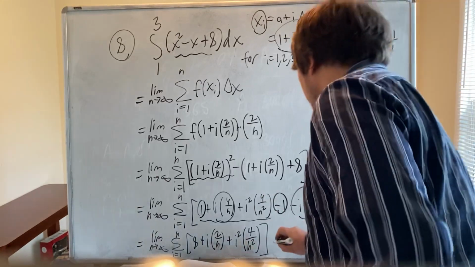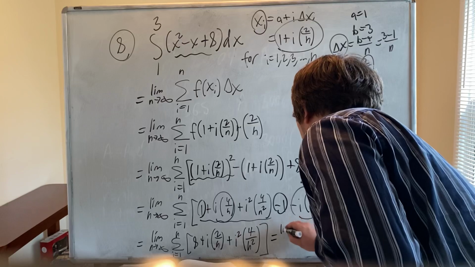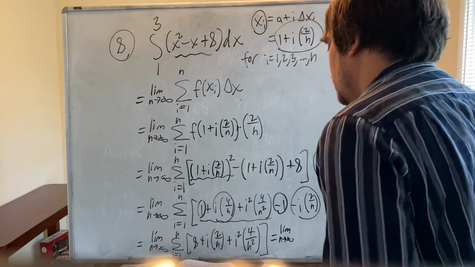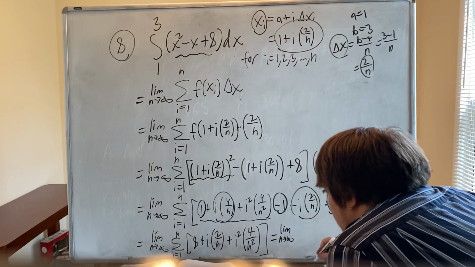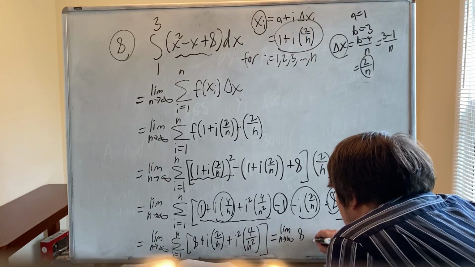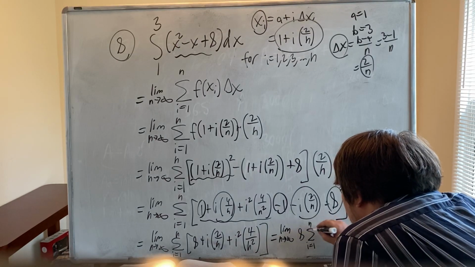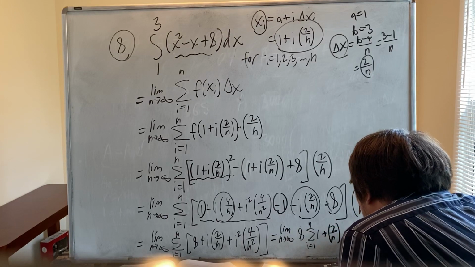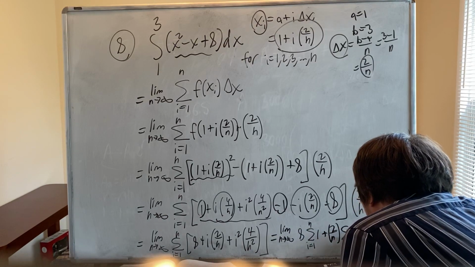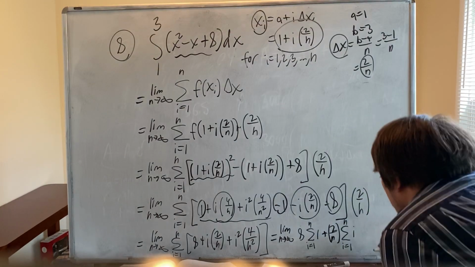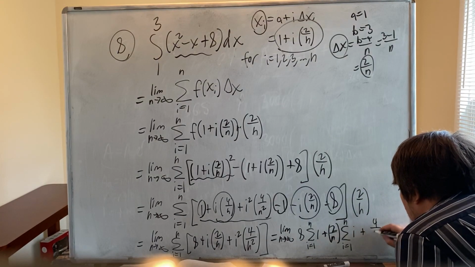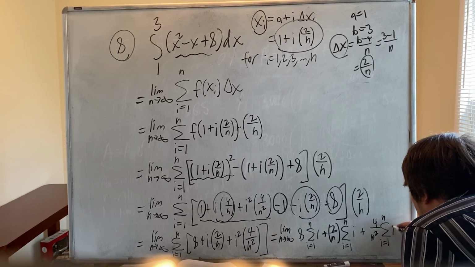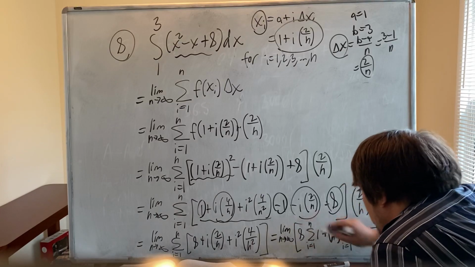So I think I'm going to write this. Okay, so this equals the limit as n approaches infinity. Now I'm going to separate the sums. So first is going to be 8 times the sum from i equals 1 to n of 1, plus 2 over n times the sum from i equals 1 to n of i, plus 4 over n squared times the sum from i equals 1 to n of i squared. It's the limit of that.